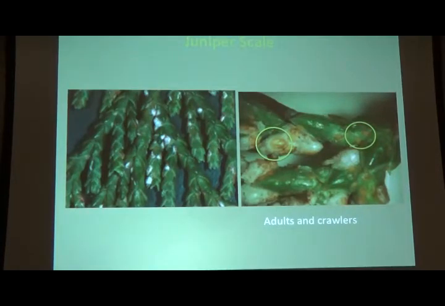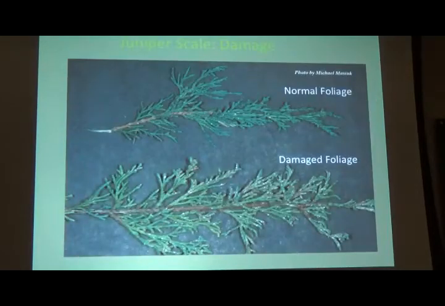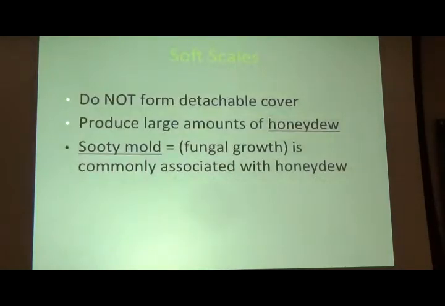But scaled insects. Another one that I wanted to show, and I wondered what happened to it, and now I know, is juniper scale. That's another armored scale that can be very detrimental to junipers. So we need to be mindful of that one. Just to show you some damage associated with that, you see up on the top, that's normal foliage. Down on the bottom is juniper scale infested arborvitae.